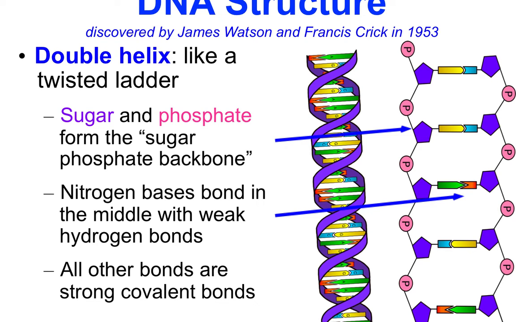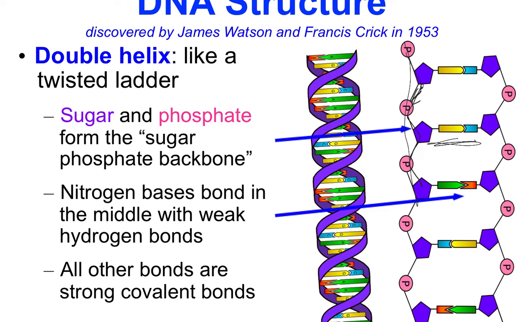Okay, that's just a little history lesson there, but it's a double helix, so it's a twisted ladder twisted with another ladder. The sugar and the phosphate form the backbone of this ladder. Every sugar is connected to the next nucleotide's phosphate. So the phosphate and sugar form what we call the backbone of the DNA molecule. And the nitrogen bases are in the middle, and they form these weak hydrogen bonds.